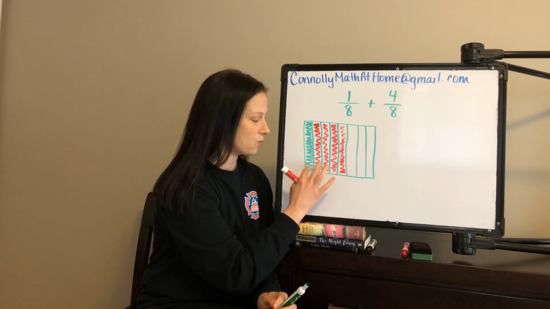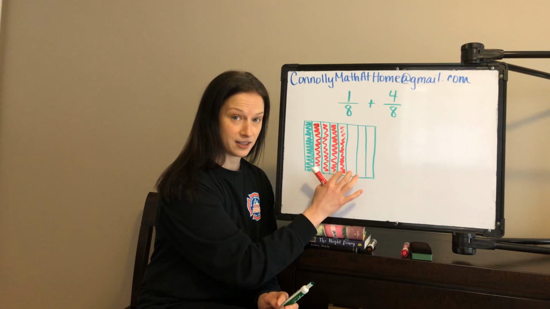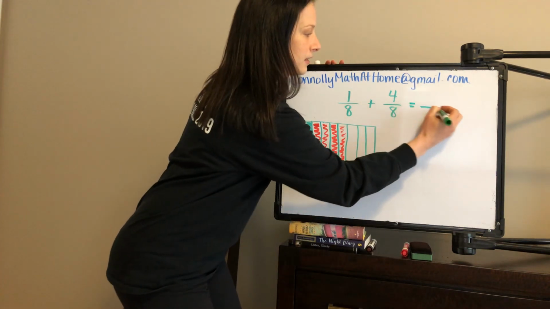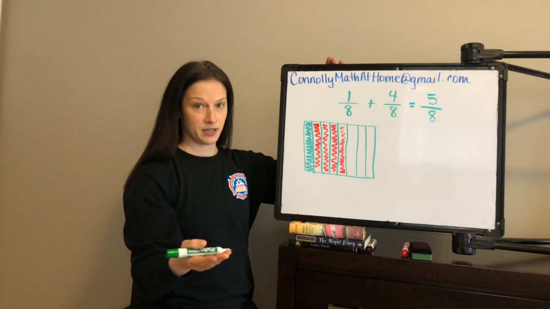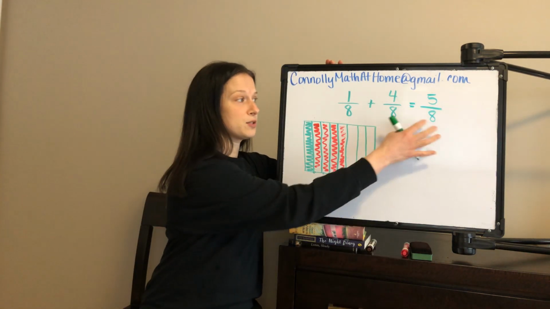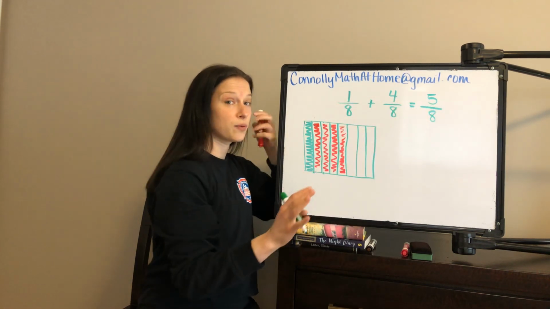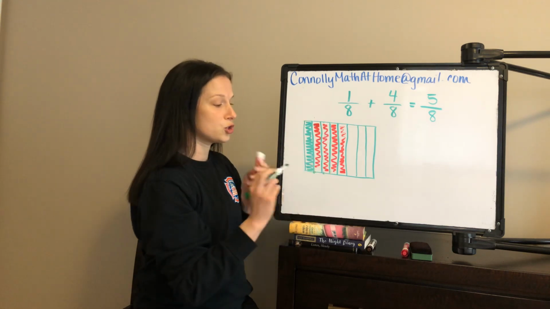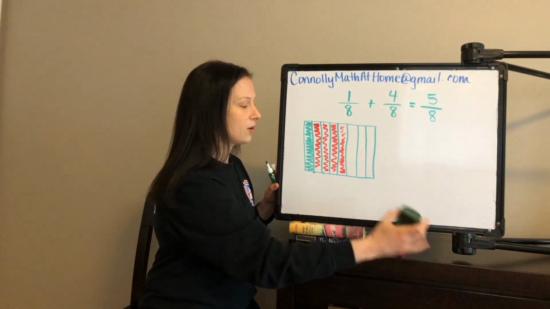I see 1, 2, 3, 4, 5 eighths. Okay, so I wonder what's happening here. Something we should be thinking about: what's happening when we add fractions, what happens with the denominator, and what happens with the numerator just when we're adding fractions. Okay, so that's what we could do to show this on this same area model.